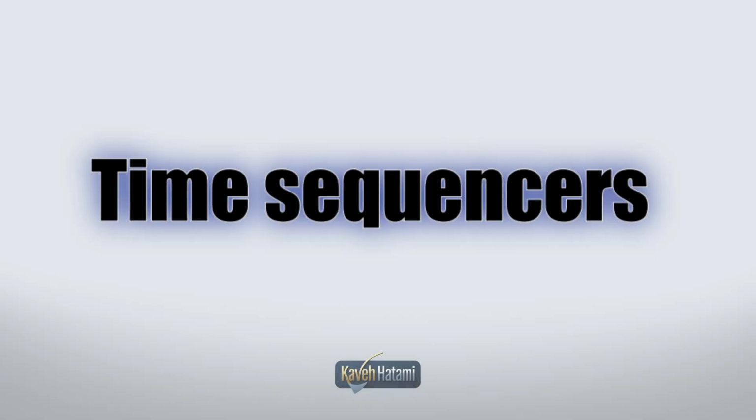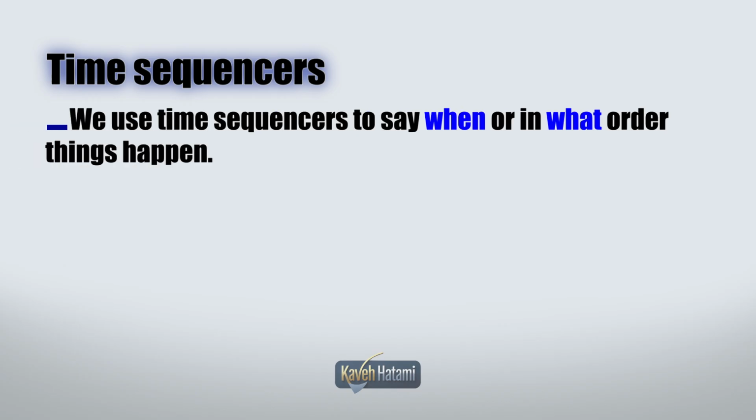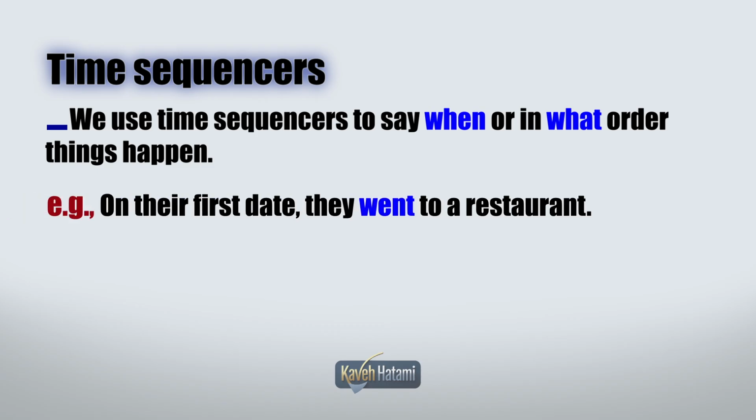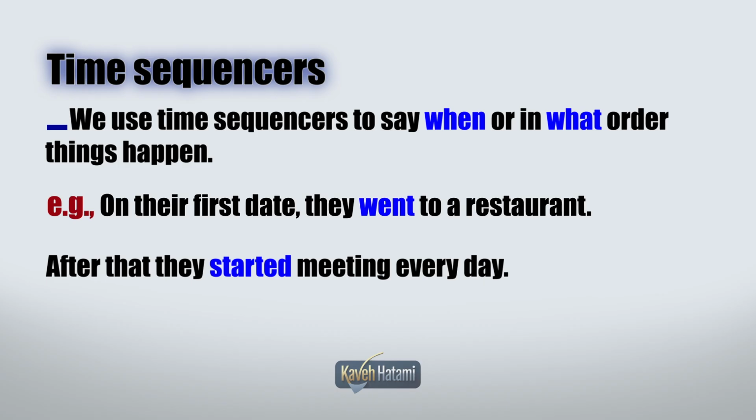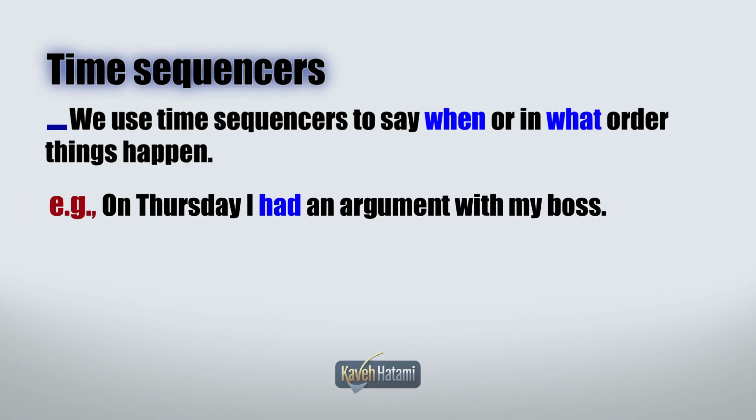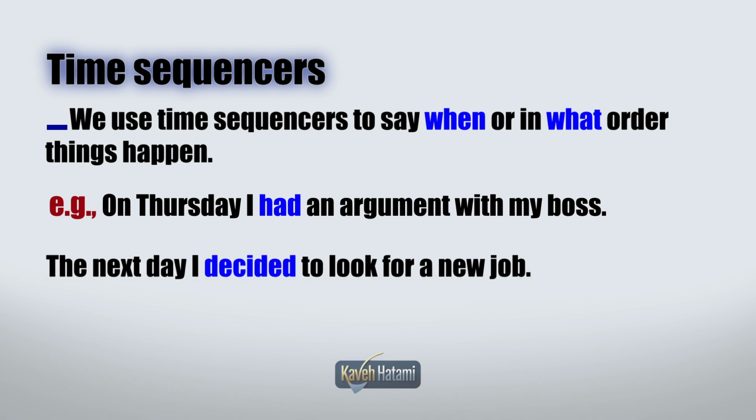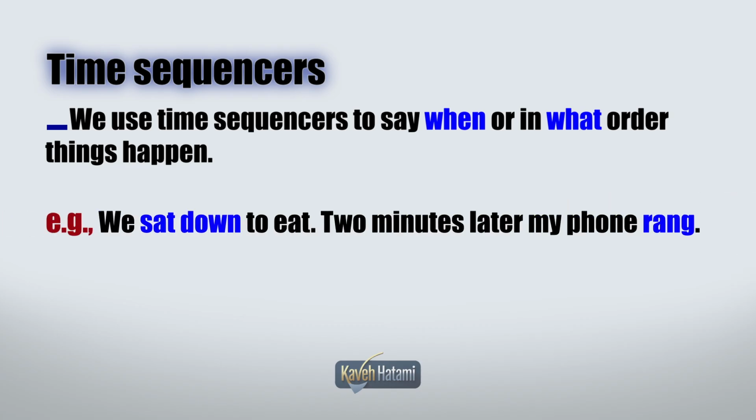Time sequencers. We use time sequencers to say when or in what order things happen. For example, on their first date, they went to a restaurant. After that, they started meeting every day. Another example. On Thursday, I had an argument with my boss. The next day, I decided to look for a new job. We sat down to eat. Two minutes later, my phone rang.